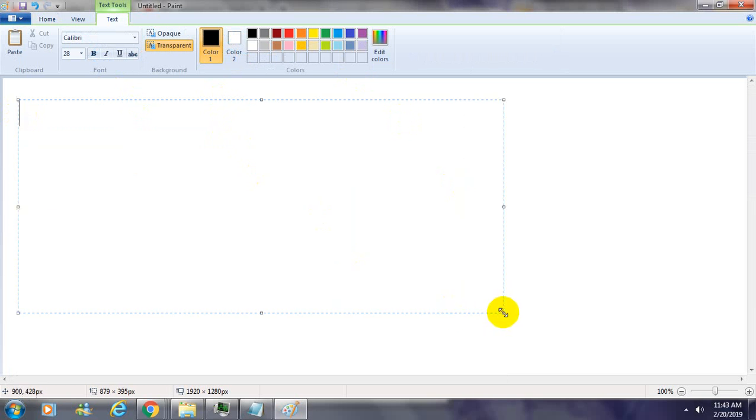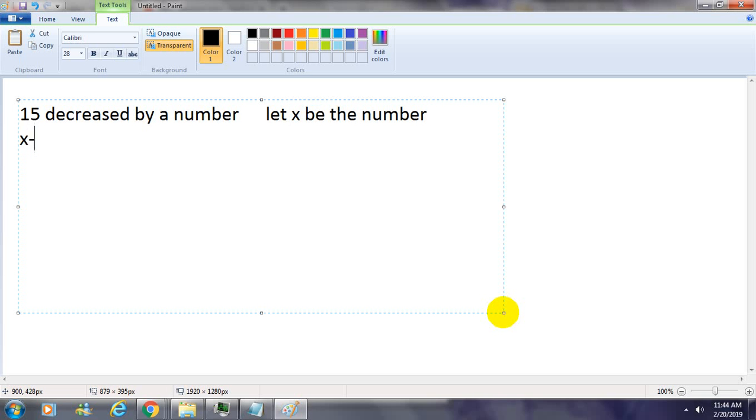So let's do it this way. You do 15 decreased by a number. Okay, so the number is X. Let X be the number. Now look, 15 decreased by a number. When you see decreased, it's going to be a minus sign. So it's either going to be X minus 15 or 15 minus X. Now you don't know which one. I mean, it's going to be one of them.